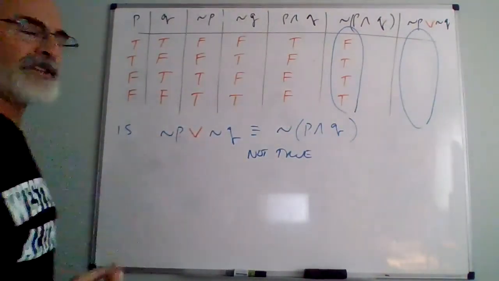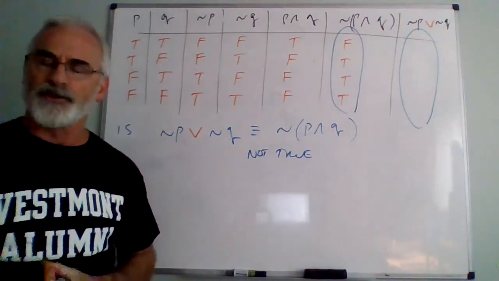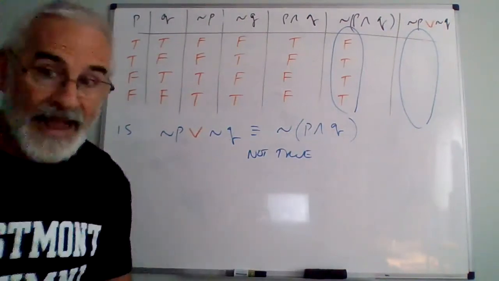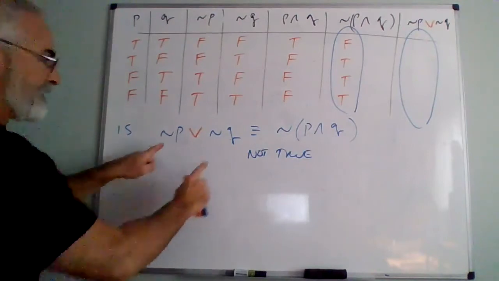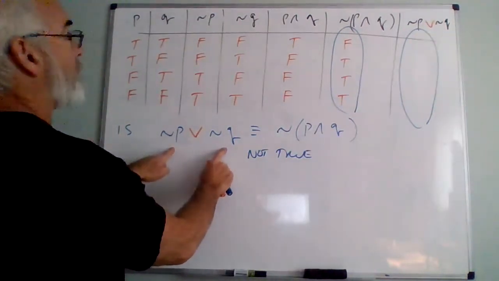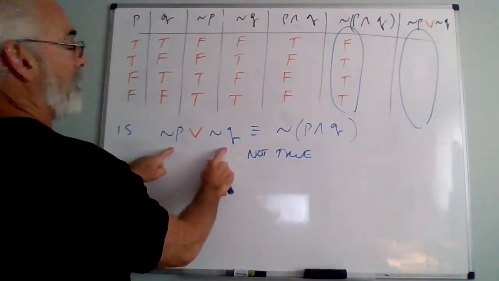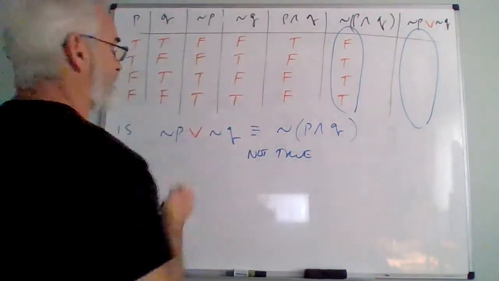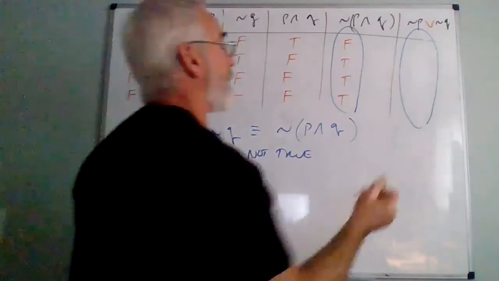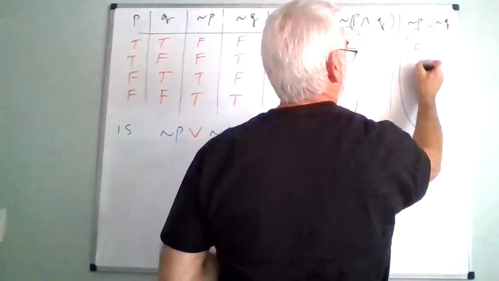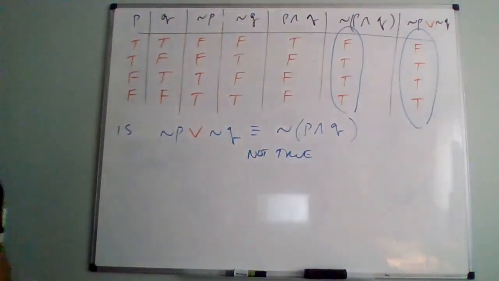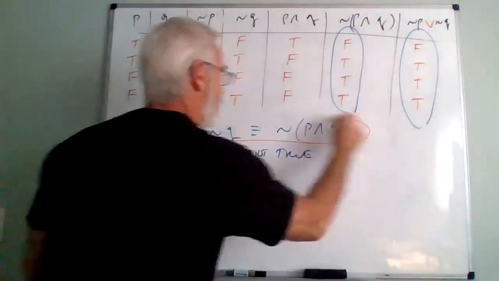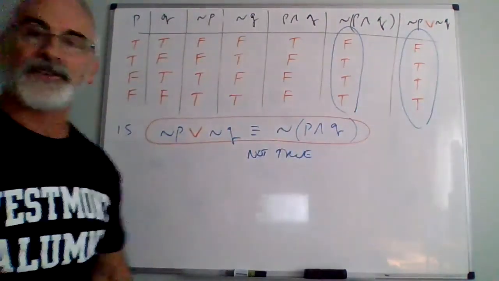Not P or not Q. For not P or not Q to be true, only one of them has to be true. In fact, the only time this statement is false is when both of them are false. When are both of them false? Here. All the other times, at least one of them is true, so all the other times it'd be true. And notice, now they match. That means that this statement is a true statement.